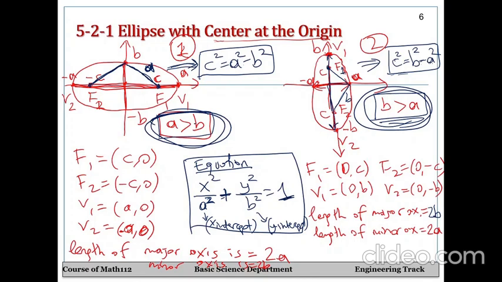Now, these are the things we have to know about the ellipse. Sometimes we give you the equation, or sometimes we give this information and ask for the equation, or we give the graph and ask you the equation, or vice versa. I mean, you have to know all these.